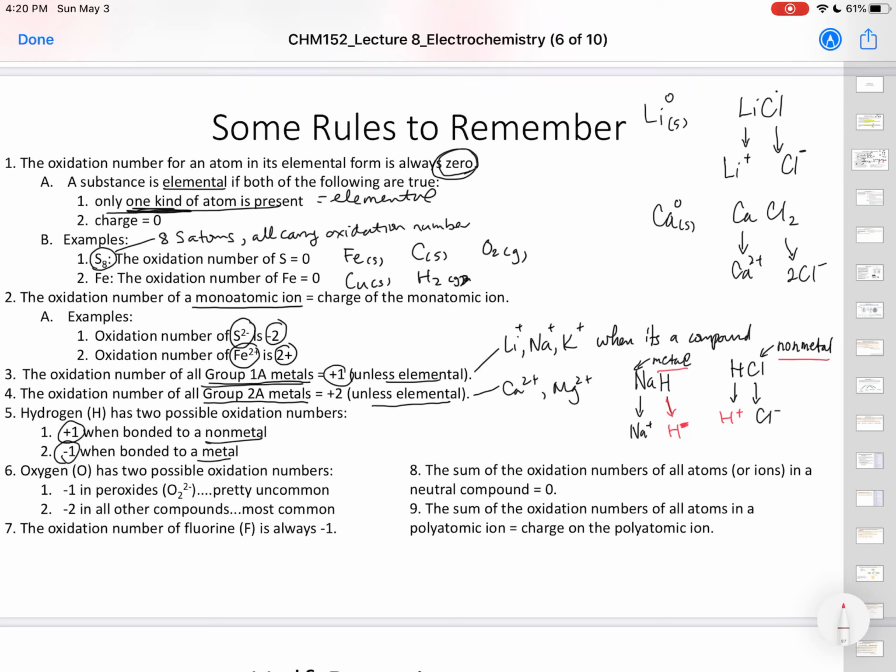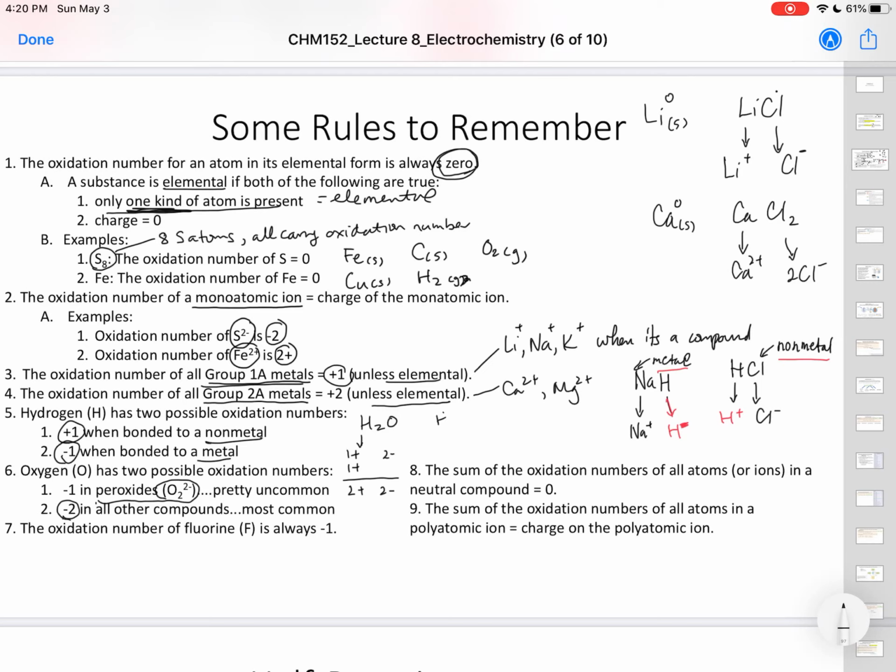Oxygen has 2 possible oxidation numbers. It is 1 minus if it's in a peroxide, O2 2 minus, then in all other compounds, which is most common, it is 2 minus. So something like H2O, because each hydrogen is 1 plus, so that's 2 plus total, right? This oxygen, there's one of them, it must be 2 minus for it to be balanced.